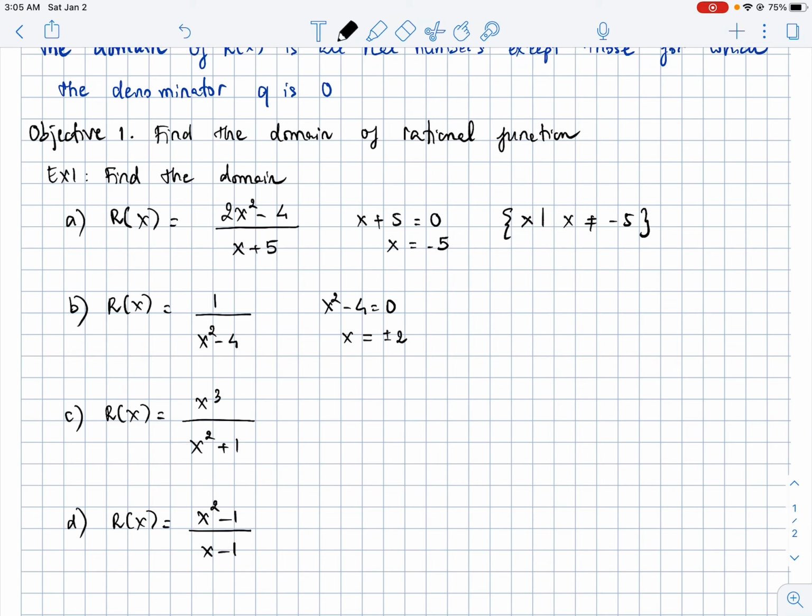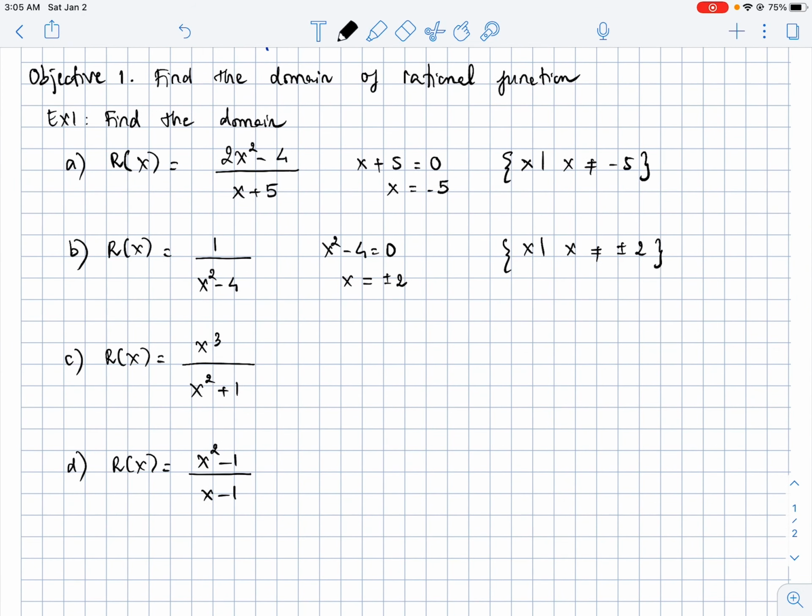In part B, similarly, you see that x squared minus 4 equal to 0, so x equals plus or minus 2. The domain of R of x in part B is all real numbers except for plus and minus 2.